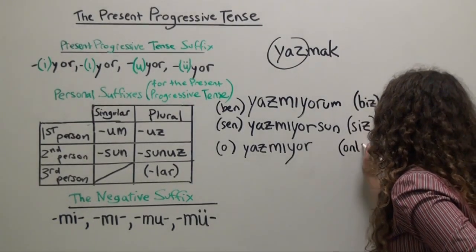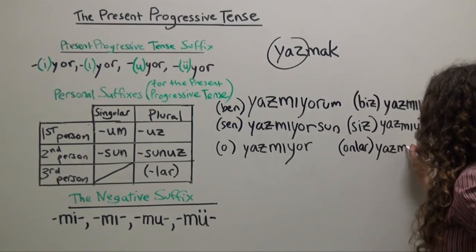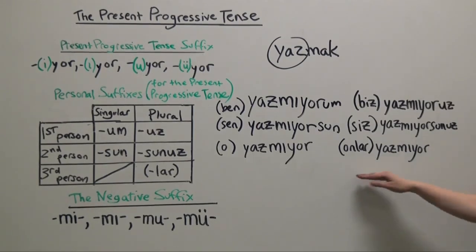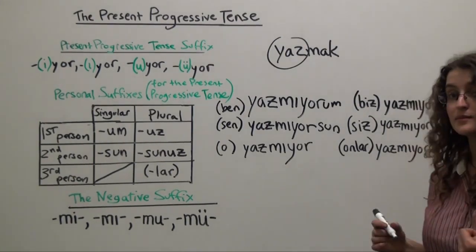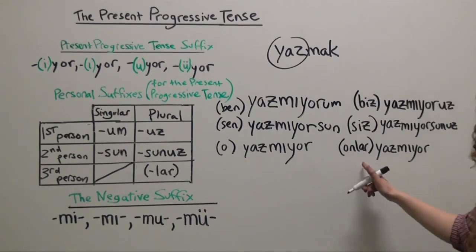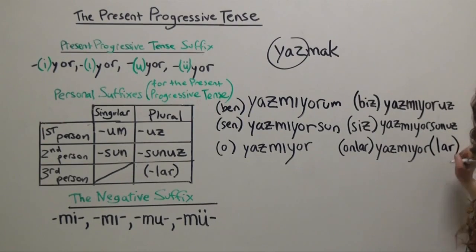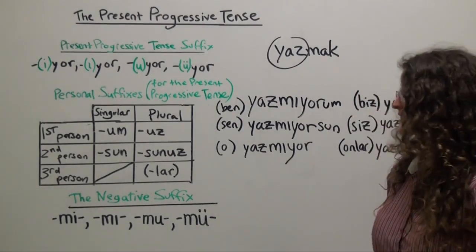Onlar, they, yaz, mı, yor. That's enough. Onlar yazmıyor. They are not writing. If you want to emphasize that it's plural, as long as the subject is animate, as long as it's a human, you can say onlar yazmıyorlar. They are not writing. Or they do not write.